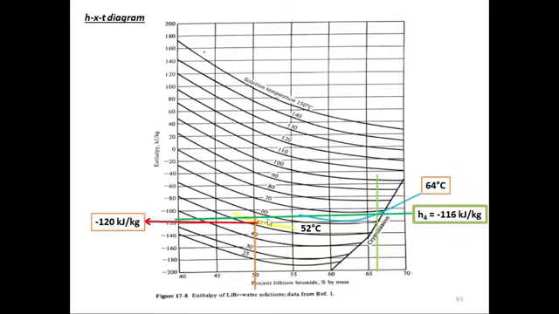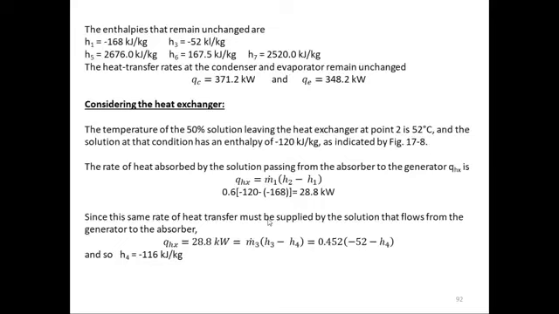The H2 value written here is minus 128. That's how this 128 came. Now we want to do a heat balance for the heat exchanger.